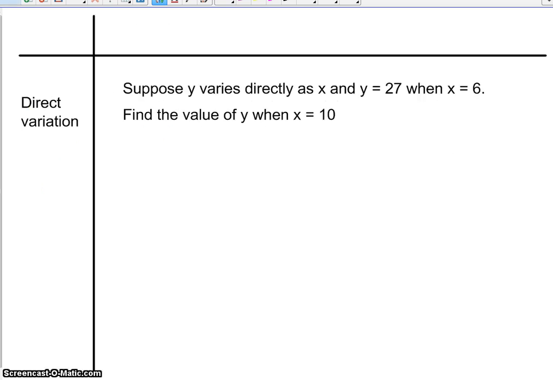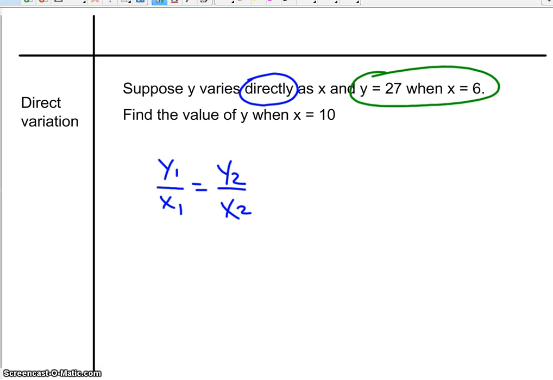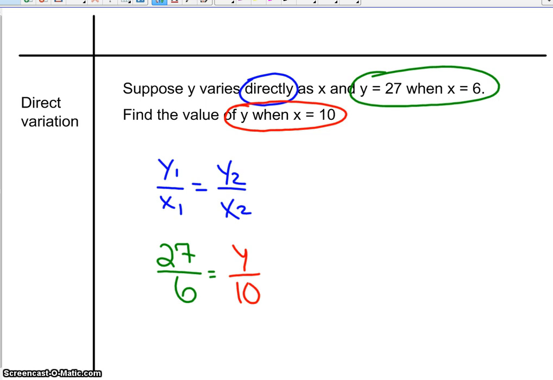So an example here: suppose y varies directly as x. As soon as I see y varies directly, I'm setting this situation up: y1 over x1 equals y2 over x2. My first case is when y is 27 and x is 6, so I'm going to substitute that in for y1, x1. My second situation is going to be my unknown. Find y when x is 10. So the top is what I don't know, when x is 10.